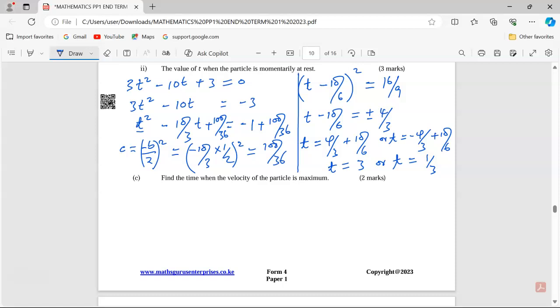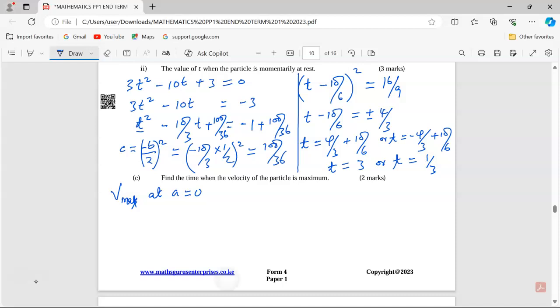Finally, we are told to find the time when the velocity of the particle is maximum. And we should say that the velocity of a particle is usually maximum when acceleration equals 0. So when a particle was fully accelerated, it attains maximum velocity. So for a particle to be said to be having maximum velocity, it attains such a velocity at 0 acceleration.